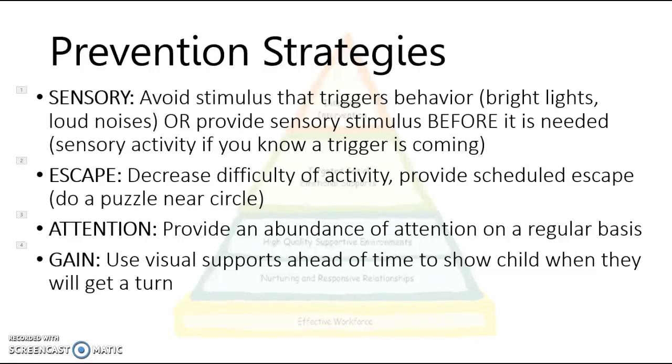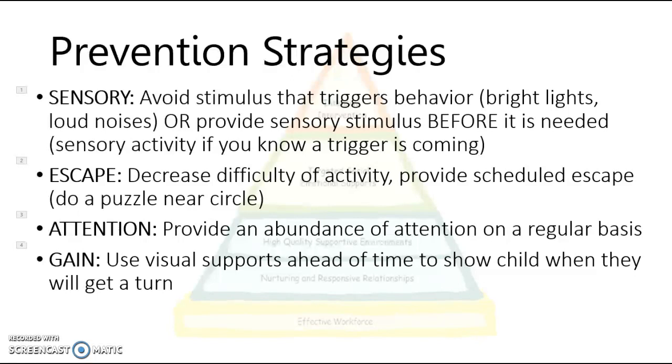If the function is escape, right? So they're trying to get out of doing something that they don't want to do or they feel like they can't do, you can decrease the difficulty of the activity until the child builds the skills and then add it back up. Or you can provide a scheduled escape. So if you know this child really struggles going to circle, maybe you can offer them to do a puzzle near the circle center rather than having to participate. If it's attention-seeking behavior, you can provide them with an abundance of attention on a regular basis. Schedule things that you do with them one-on-one. Have them be your little buddy. Whatever you can do to help give the child positive attention.